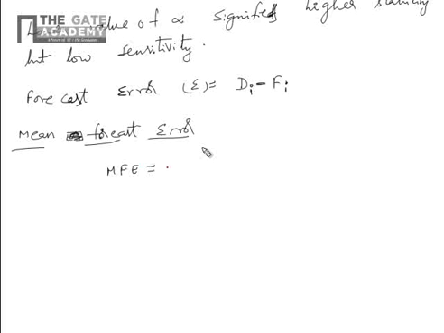So MFE is equal to sigma i equal to 1 to n, demand minus forecast, divided by n. So average of all errors. So mean forecast error. If this error is positive, it means underestimated, and if it is negative, then the forecast value is overestimated.